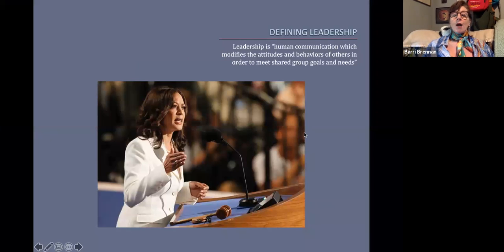So keep that in mind, that the leader's not trying to take over anything. It's really about leaders trying to help the group meet their own needs and get their goals accomplished.